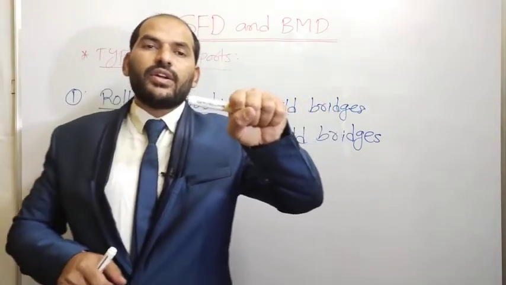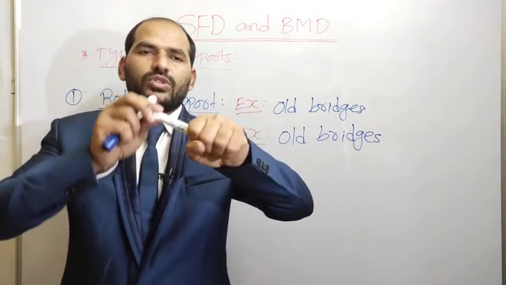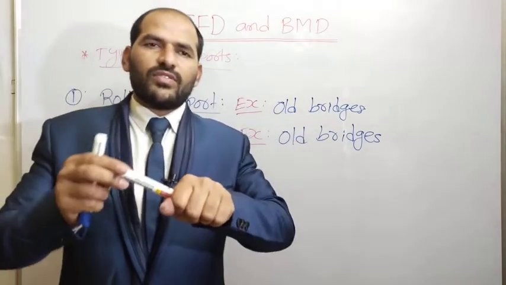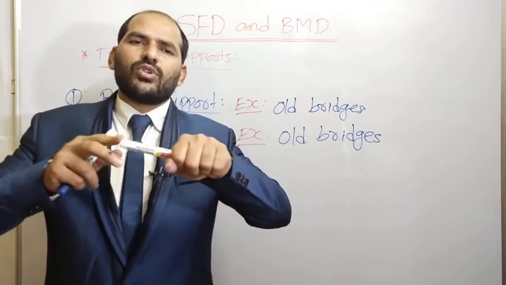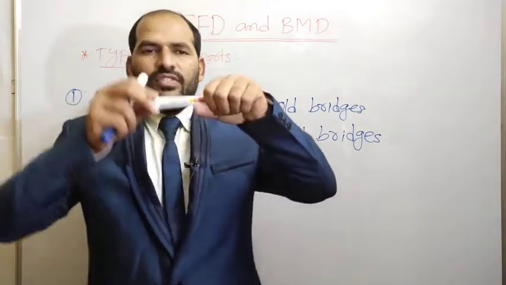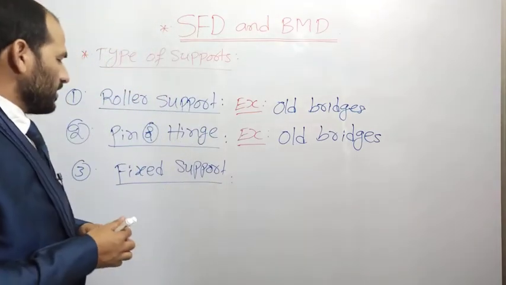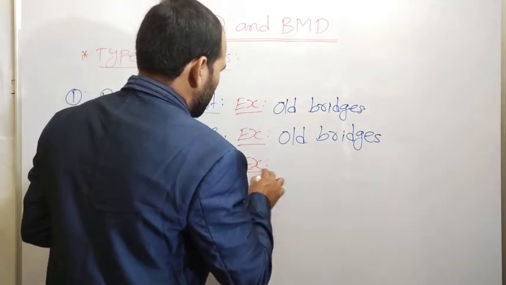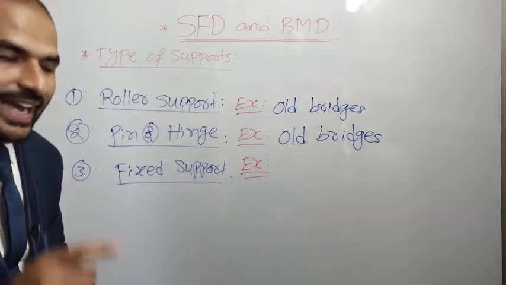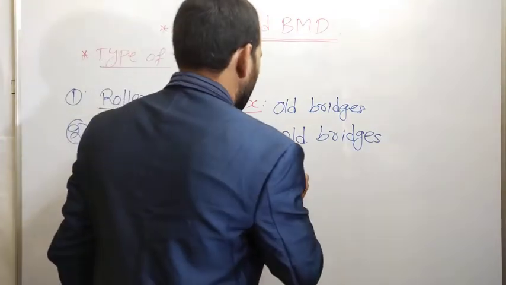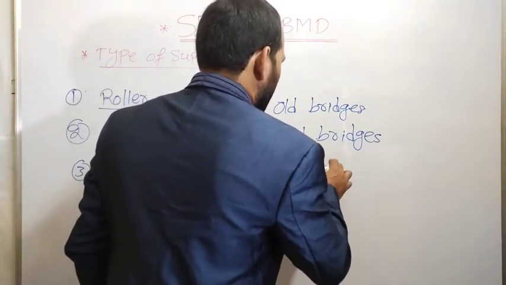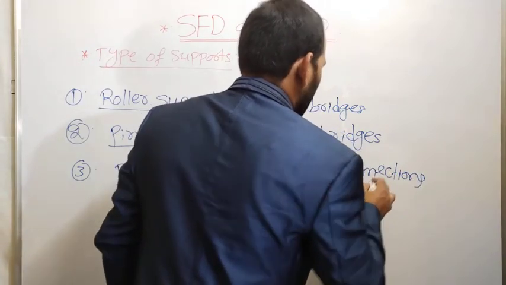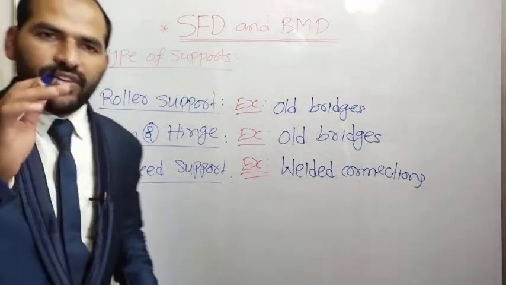And the next one is the fixed support. This is a member. Due to the application of a moment, no displacement occurs. There is no chance of rotating in the vertical direction or in the horizontal direction. This is called the fixed support. Welded connections are an example of a fixed support.